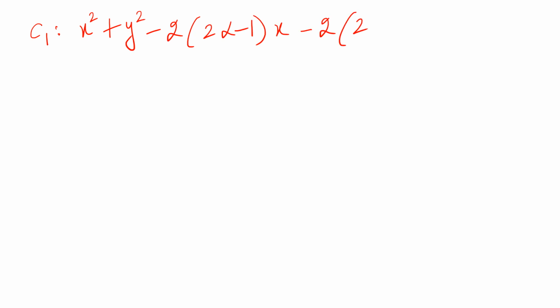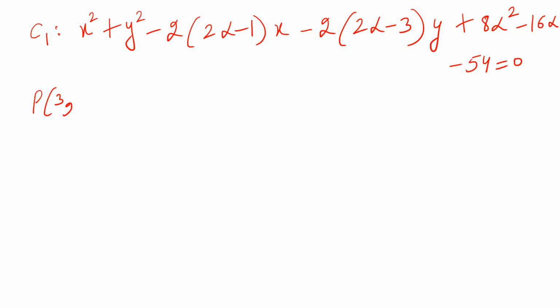Now students, the equation of the circle C1 is given as x square plus y square minus 2(2 alpha minus 1)x minus 2(2 alpha minus 3)y plus 8 alpha square minus 16 alpha minus 54 equal to 0. And it is given to us that the point P(3, 1) strictly lies outside the circle C1. So as per the concept, we will just put x equal to 3 and y equal to 1 in the equation of the circle C1.